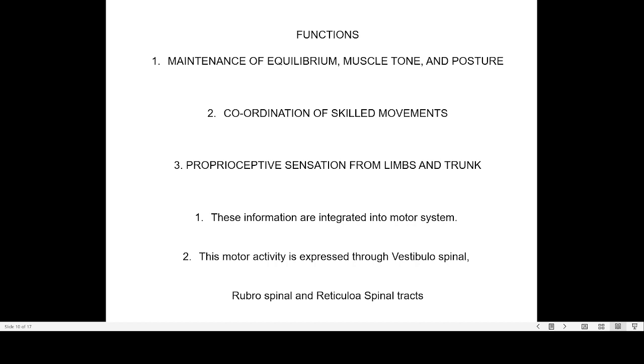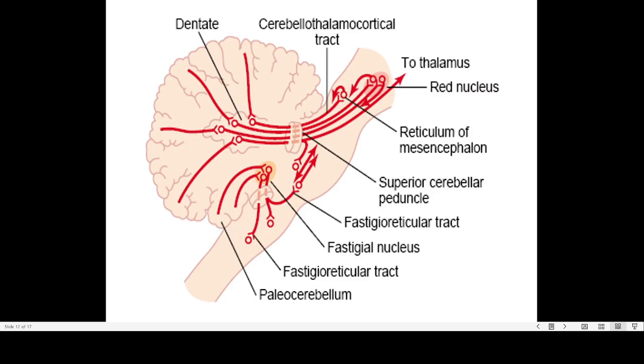Then similarly, the rubrospinal and reticulospinal tracts. That means from the nucleus to the spinal cord: the vestibulospinal, rubrospinal and reticulospinal tracts connect from the nucleus to the spinal cord. That is the motor activity. So that is the position of things. Just for example, you can see here the dentate nucleus.